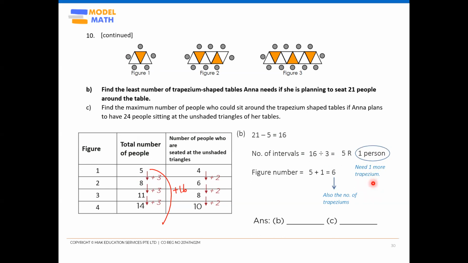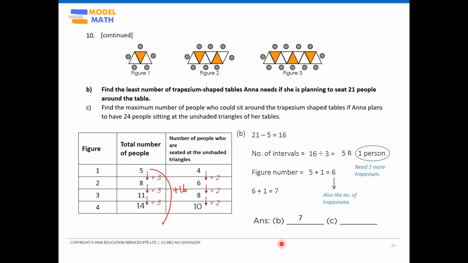Even though bringing in another trapezium table may mean that I can seat more than that one person. Maybe I can fit another 2 people, I can fit another 3 people. But honestly, it doesn't matter. I just want to make sure that the number of tables can comfortably seat all 21 people. So that means to have one more trapezium, my total trapezium tables is 6 plus another 1 trapezium. So that's 7 tables.